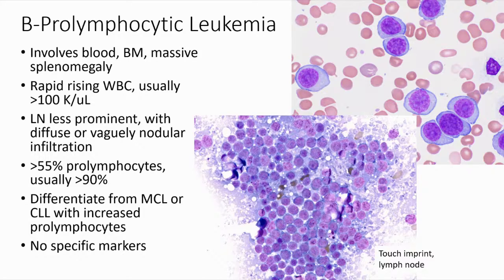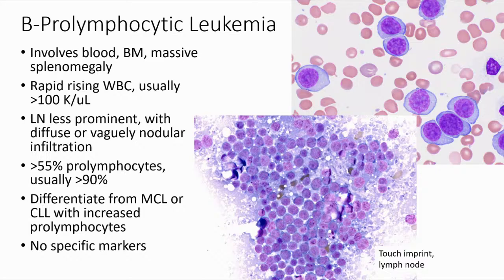However, we did have a case here where we were able to get a nice touch preparation of such cells involving a lymph node. But there's no real specific marker for it. It's more in the clinical presentation, and it can certainly show overlapping marker expression with CLL, or mantle cell, so it's important to not misdiagnose when you could have specific markers for those.